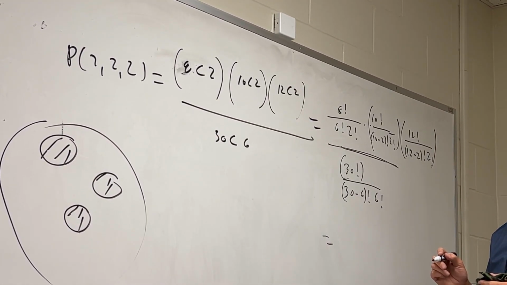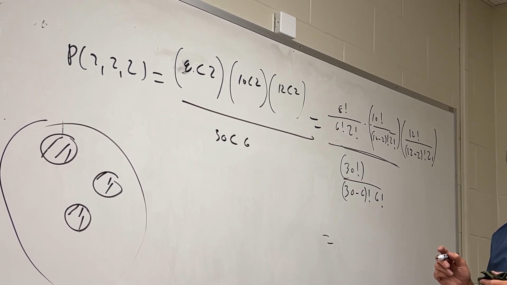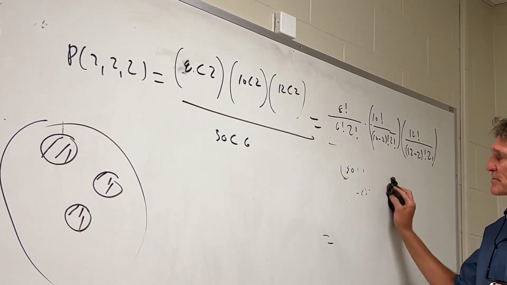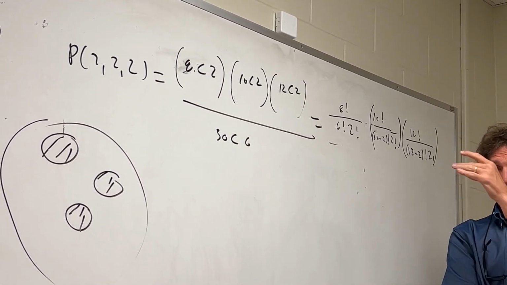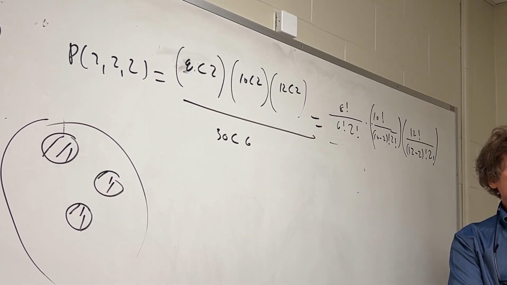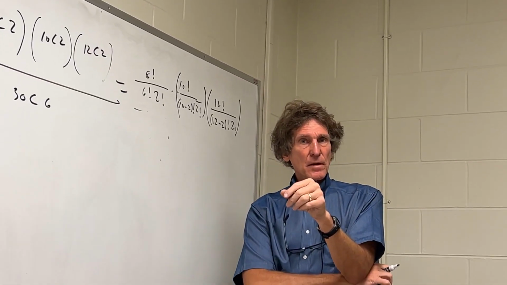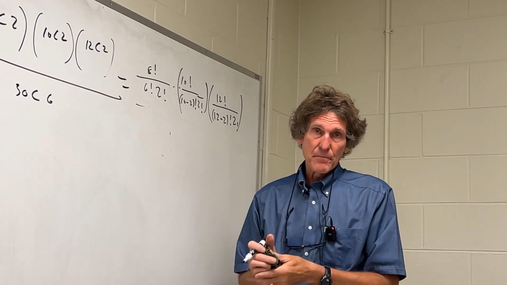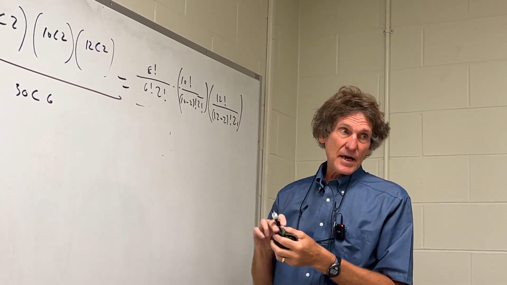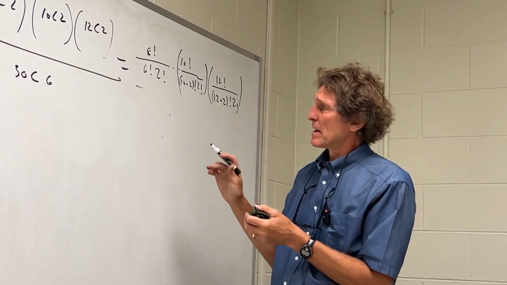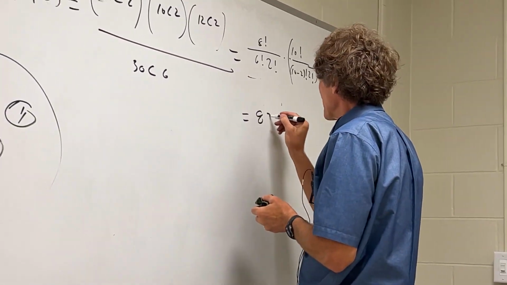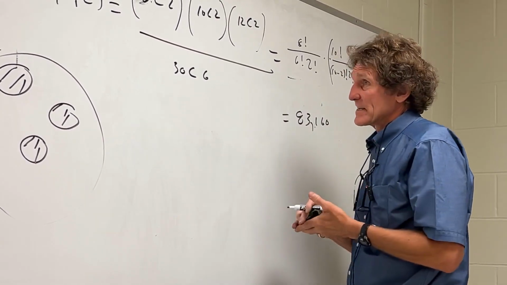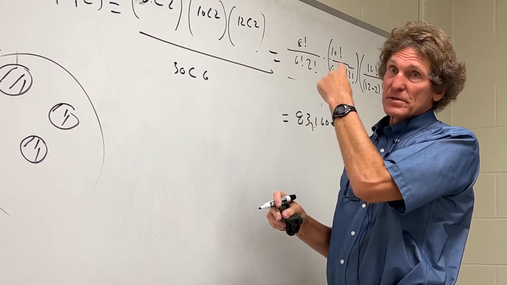No, this is probability, isn't it? Wait, what did they ask for? How many possibilities? Read that again. How many combinations for that? How many ways are there to obtain? Oh, then it is multiplicative, yeah. So it's this times that times that. What was it? 83,160. All right, that's the number of different combinations here that can occur.